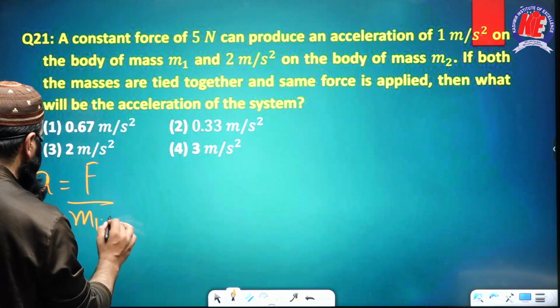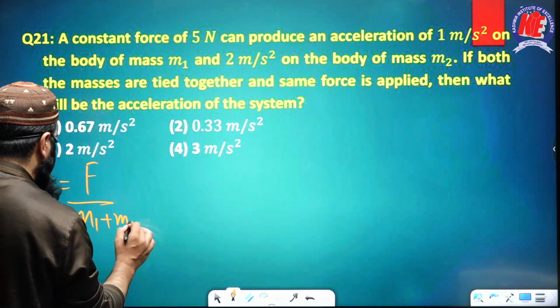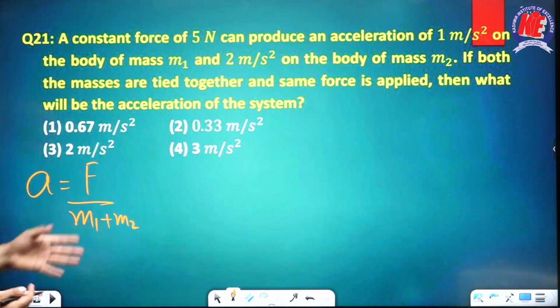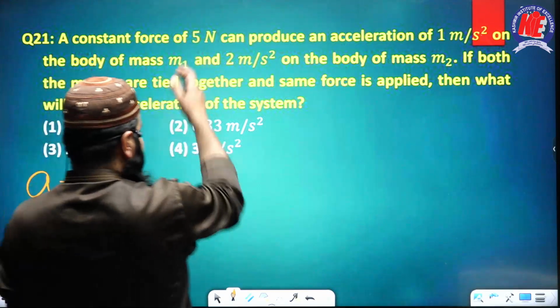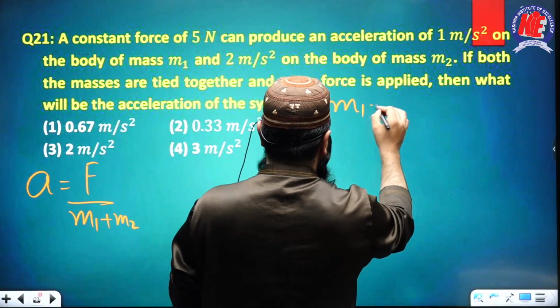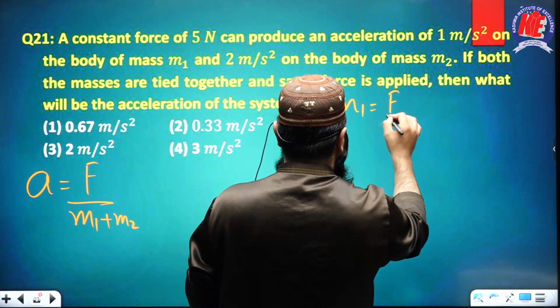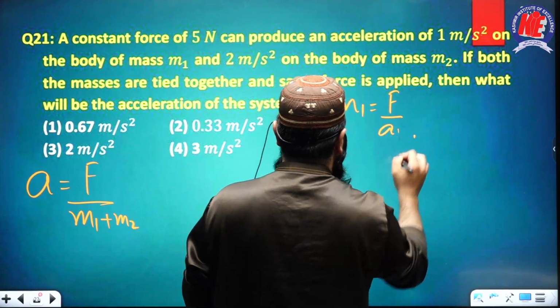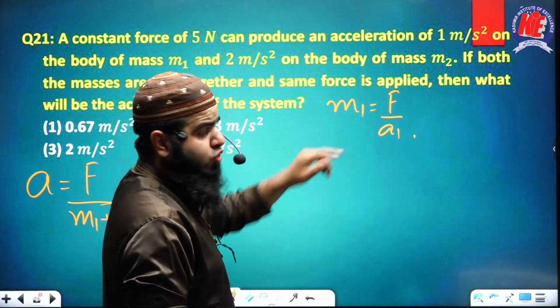the mass when the two bodies are taken together. So we need m1 and m2. Based on the given data, we can easily take care of m1. m1 will be given by F divided by a1. Very simple, it is the extract of F equals ma.